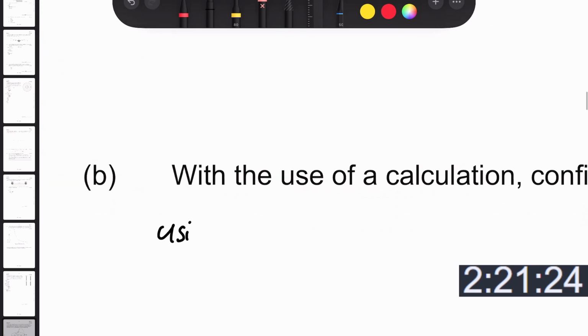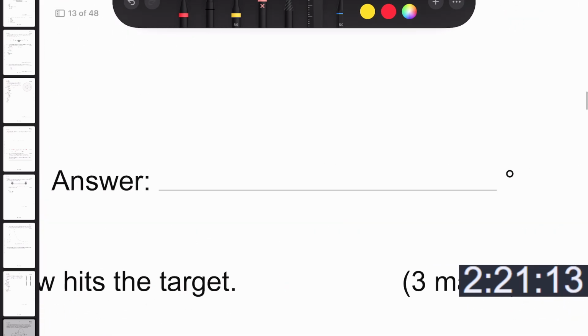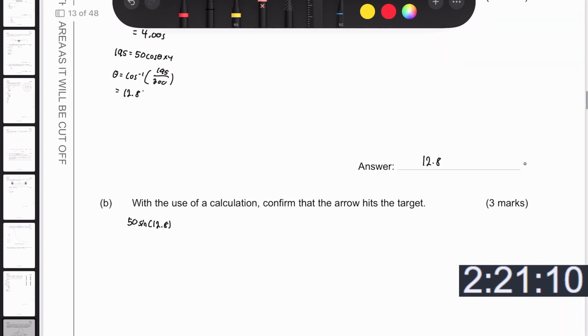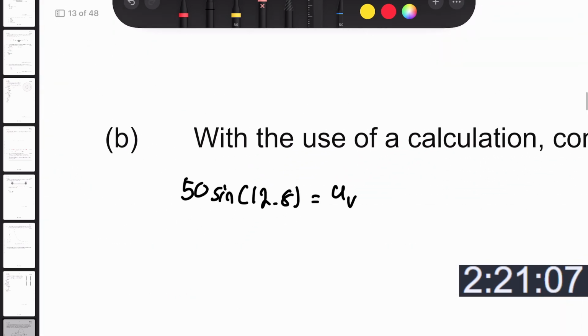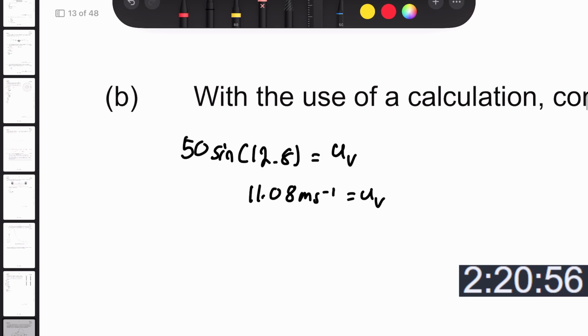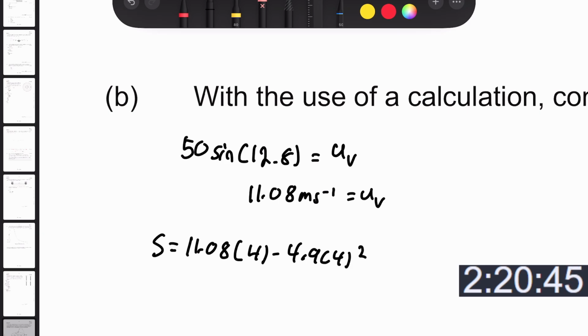So let's say that UV, 50 sine of 12.8, I guess I'll see here if it hits. It's going to equal UV. So 50 sine of 12.8 is 11.08 meters per second, UV. So then the S is going to be 11.08 times 4 seconds minus 4.9 times 4 squared.